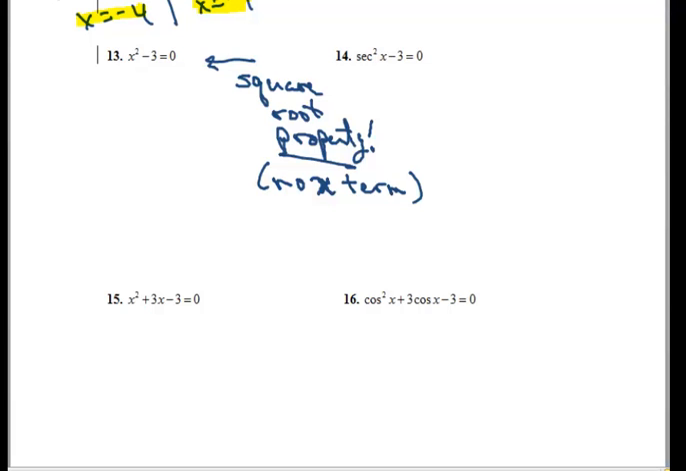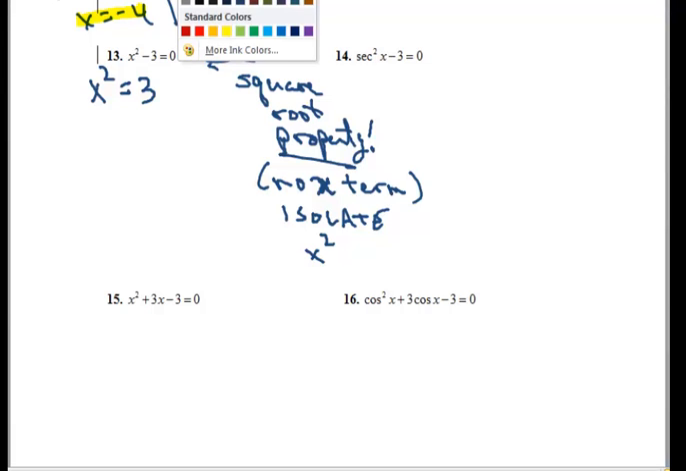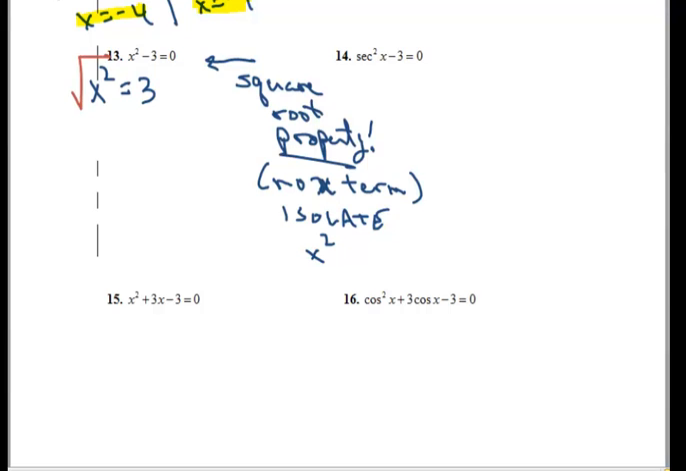So in this case, I don't want to leave it in this form. What I want to do is I actually want to isolate x squared. So how do I isolate the x squared? I add 3. So I would have x squared equals 3. And now what I would do is I would apply the square root property, which says that I can take the square root of both sides of this.